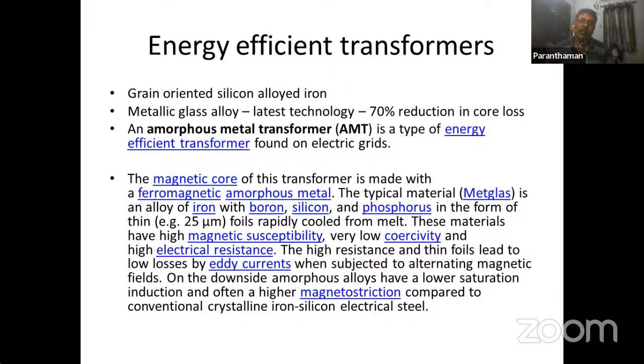The recent amorphous metal transformer is a new metallurgy advancement. It has a very low resistance. So we have reduced core loss by up to 70% by adopting this amorphous metal transformer. Previously, it was grain-oriented silicon alloyed iron. That's all, sir. Simple.